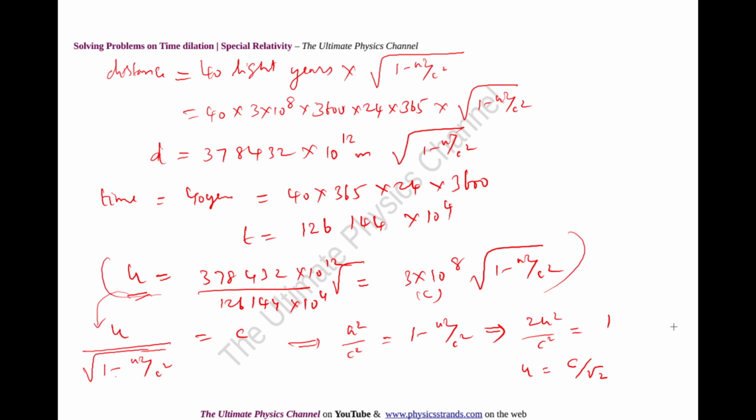If they go at that velocity, then they would be able to take a maximum of 40 years to complete the journey. So therefore, I can conclude that it is 0.707 c. That is the speed. So the speed of the astronauts is 0.707 c.